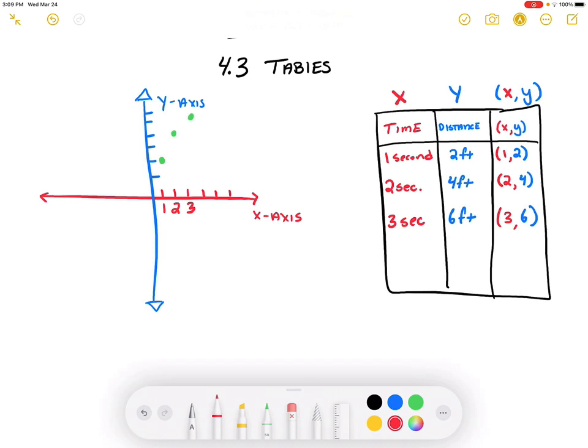Pretty simple. Now, what's in each column might change. It might be days versus how much money you get paid per day. It could be hours and how many feet you went. It really doesn't matter what it is, but the same procedure will exist. It's the first column, then the second column, your ordered pairs, and then you plot. And that's it.